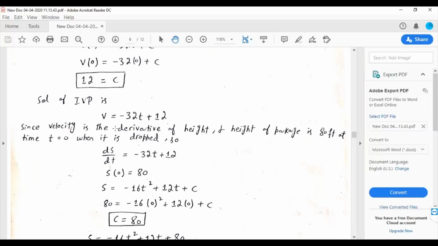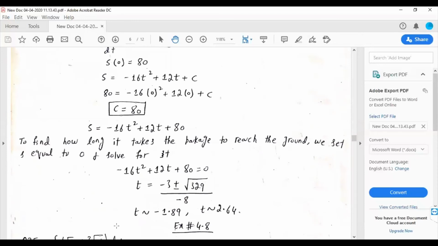Solving this differential equation, integral of ds equals integral of minus 32t plus 12 times dt. So we get s equals minus 16t squared plus 12t plus c. Substituting t equals 0 and s equals 80 in this expression, we get c equals 80. So the equation becomes s equals minus 16t squared plus 12t plus 80.